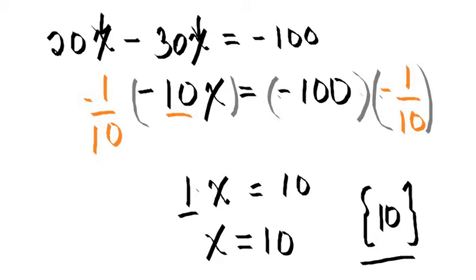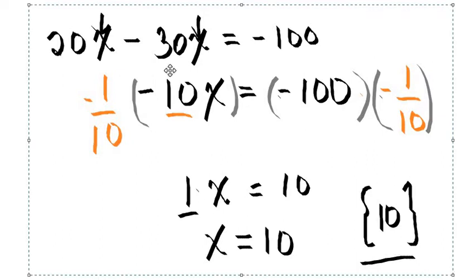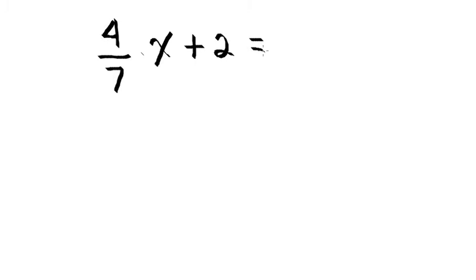Okay, let's work another one here. Under the topic of linear equations, we say. All right, so let's look at one that's got some fractions involved. 4 over 7 times x plus 2 is equal to 50.